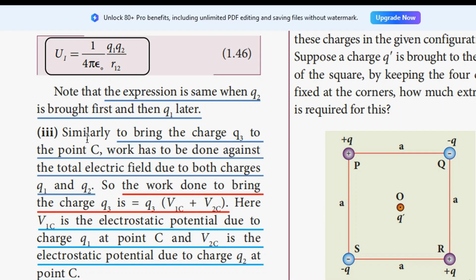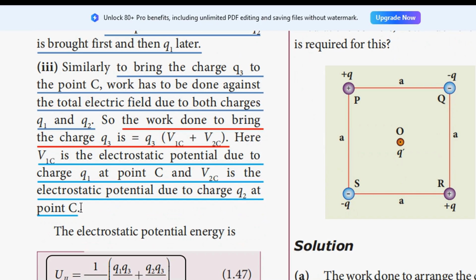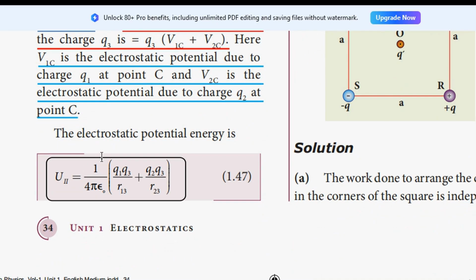The third one: similarly, to bring the charge Q3 to the point C, work has to be done against the total electric field due to both charges Q1 and Q2. So the work done to bring the charge Q3 is given by Q3 times V1C plus V2C. Here V1C is the electrostatic potential due to charge Q1 at point C, and V2C is the electrostatic potential due to charge Q2 at the same point C. The electrostatic potential energy is given by this equation 1.47.